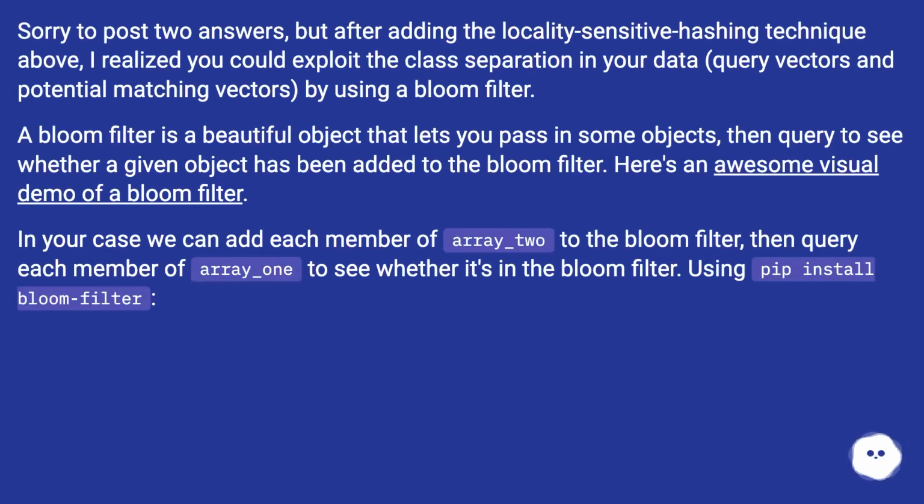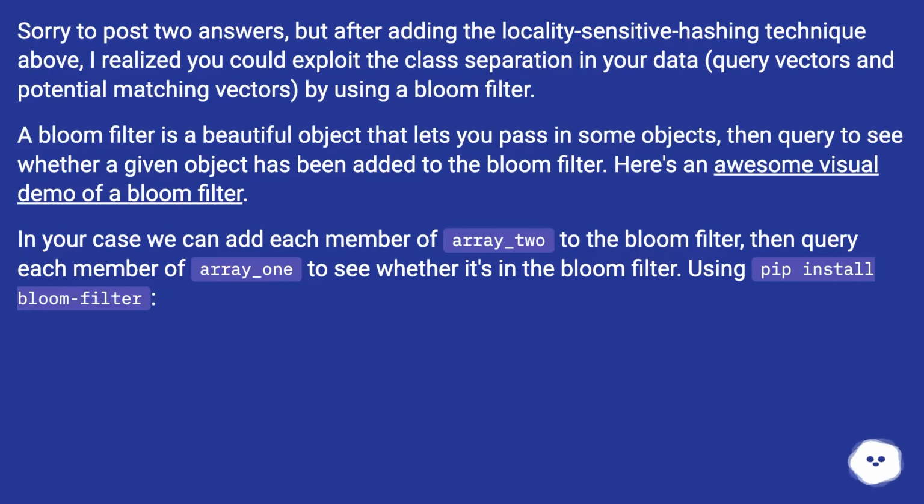Sorry to post two answers, but after adding the locality-sensitive hashing technique above, I realized you could exploit the class separation in your data, query vectors and potential matching vectors, by using a Bloom filter. A Bloom filter is a beautiful object that lets you pass in some objects, then query to see whether a given object has been added to the Bloom filter. Here's an awesome visual demo of a Bloom filter. In your case we can add each member of array _2 to the Bloom filter, then query each member of array _1 to see whether it's in the Bloom filter.